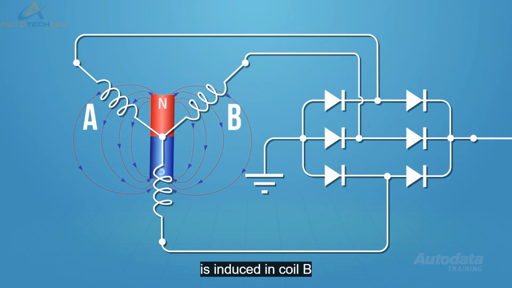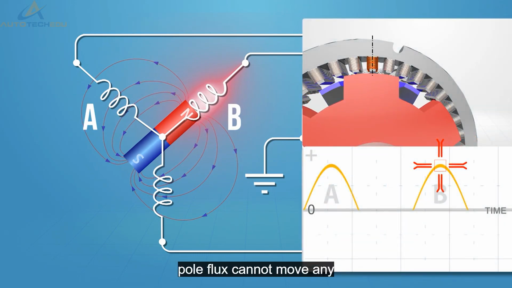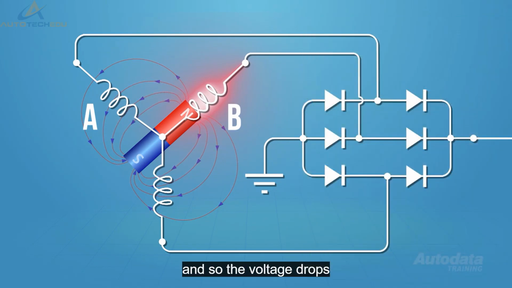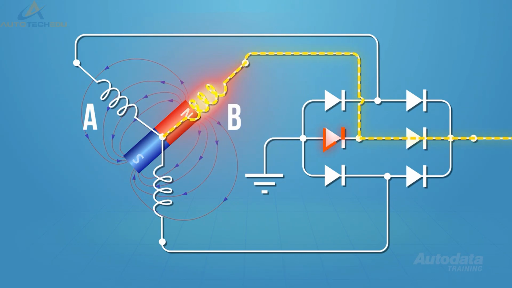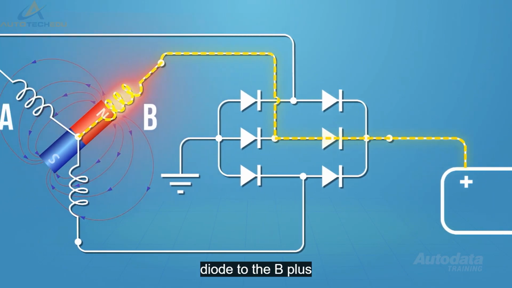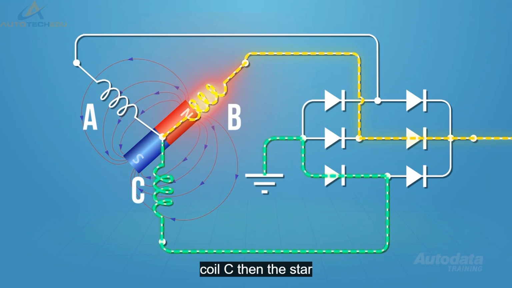Current is induced in coil B in the same fashion as A. At 60 degrees before leg B, current is induced in the circuit. The current reaches its peak when the rotor's north pole flux cannot move any further across the coil winding, or the rotor pole is at its closest point. Further rotation of the rotor decreases current flow, and so the voltage drops to 0. Current flow through the circuit begins at coil B, then flows to diode pair B. Current is blocked by the negative bias diode, so it can only flow through the positive diode to the B plus terminal. Leg B's return circuit is from ground point C, through negative diode C, then on to stator coil C, then the star point, where it completes the circuit at stator coil B.